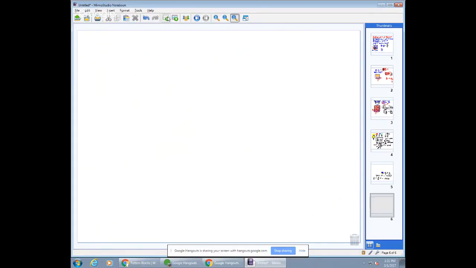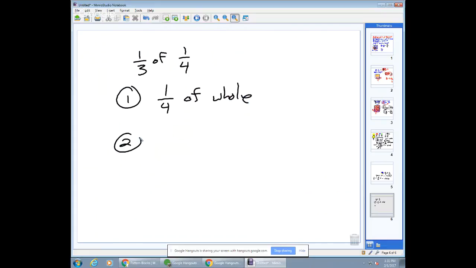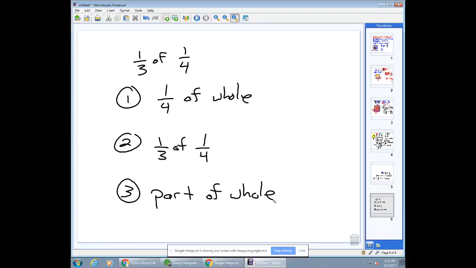Let's see if we can do, how about 1/3 of 1/4. So 1/3 times 1/4. So to do this, first I need to say, what is 1/4 of the whole? Once I get that, I can find 1/3 of that 1/4. And then I can identify what part of a whole that is. All right, so pattern blocks.